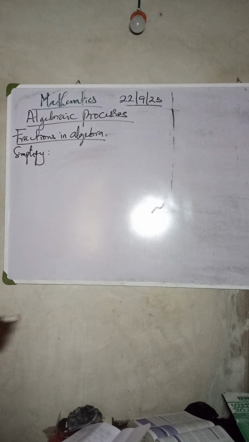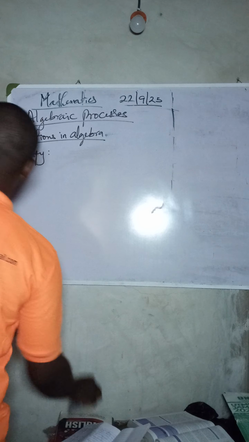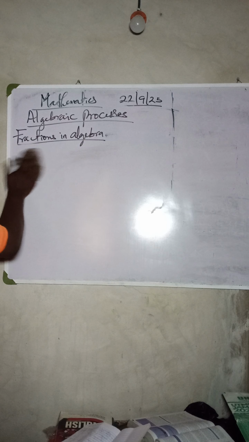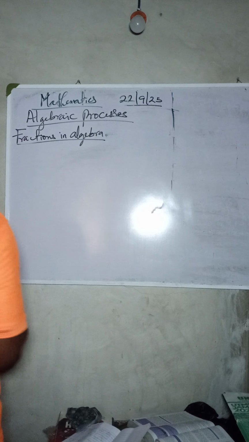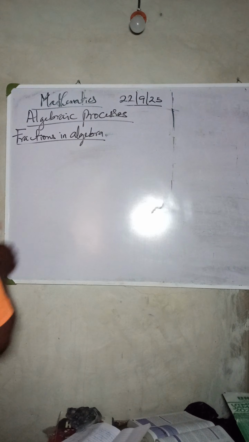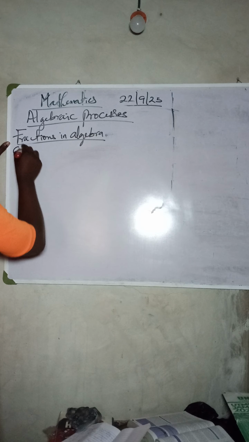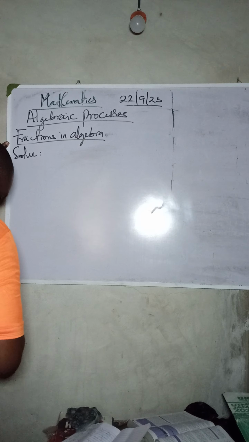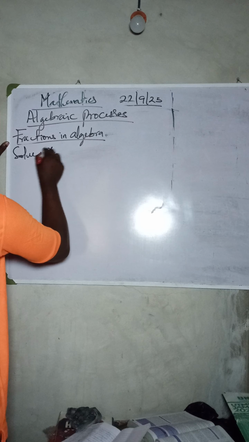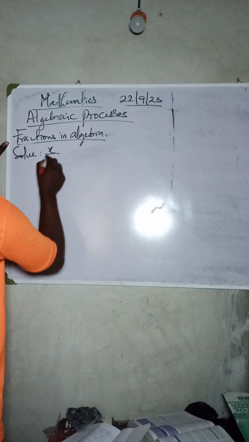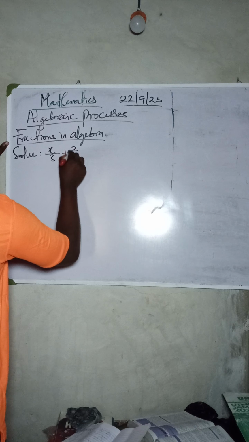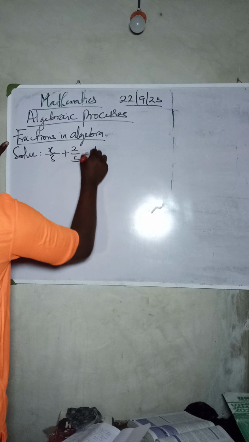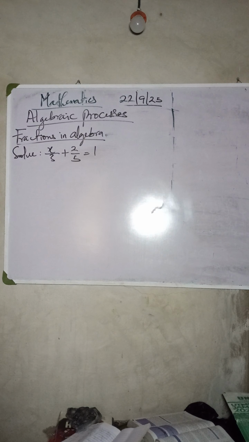Now suppose we are asked to solve. In most cases, equations go with solve, or you say find the value. Solve x over 3 plus 2 over 5 is equals to 1. It's a very simple task.